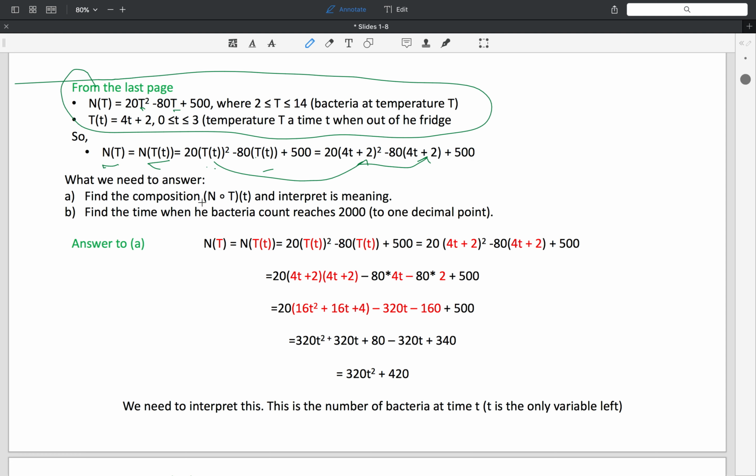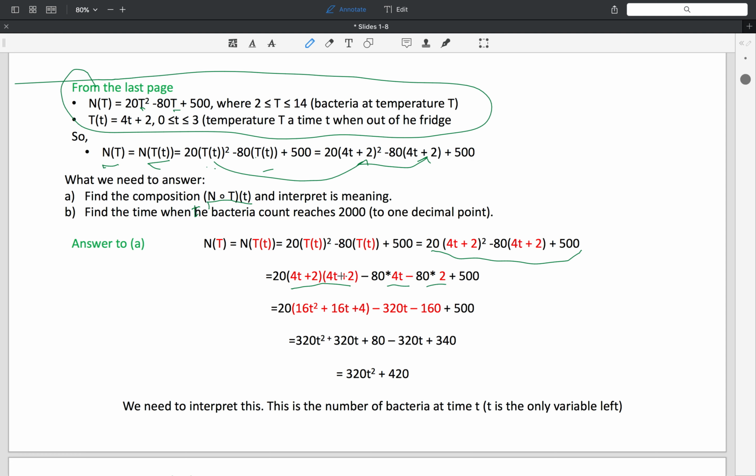We need to find this composition, which we're in the process of doing, and interpret it. Then we want to find the time when the bacteria count reaches 2,000 to 1 decimal point. Again, I'm indicating in red that what we're doing is we've plugged T of t into the t's in N right here. Again, we're going to multiply things out.